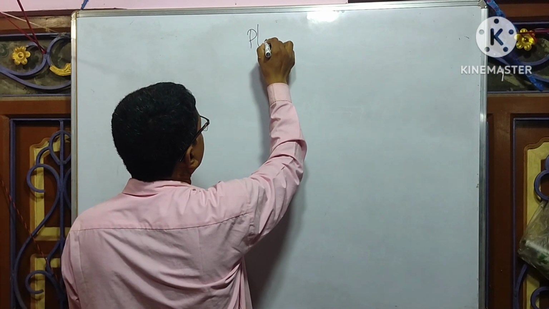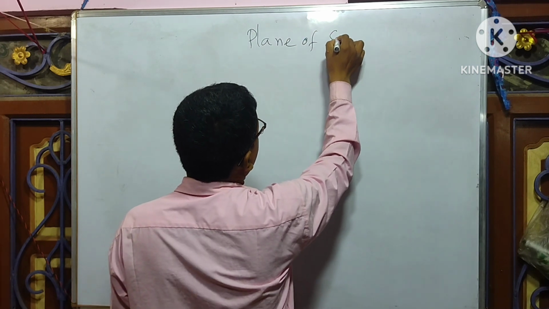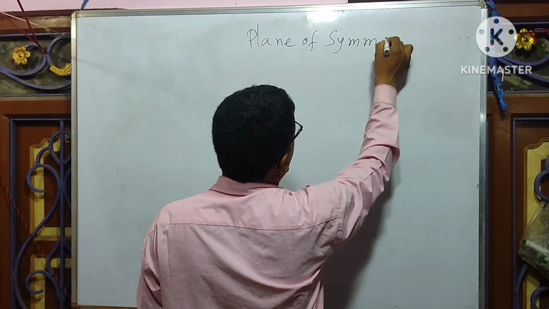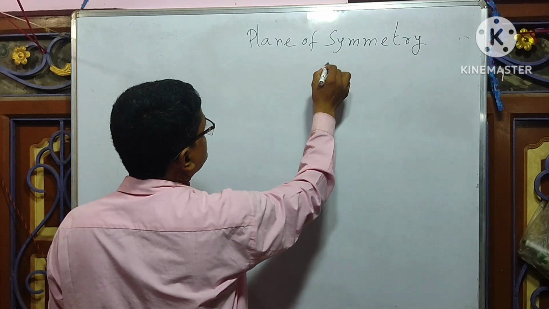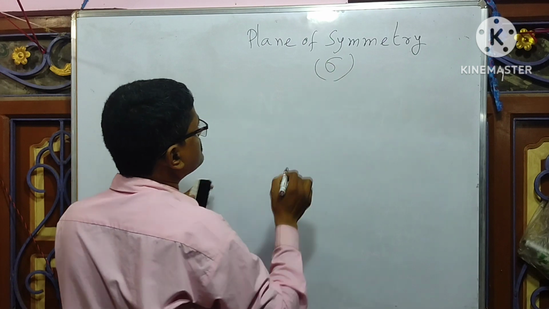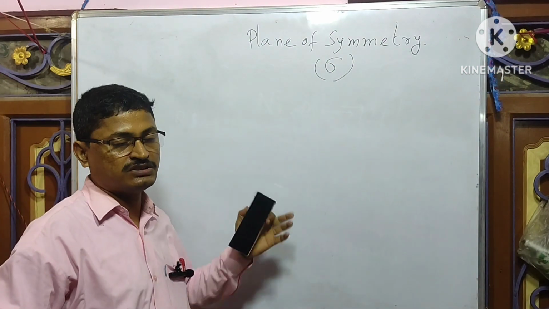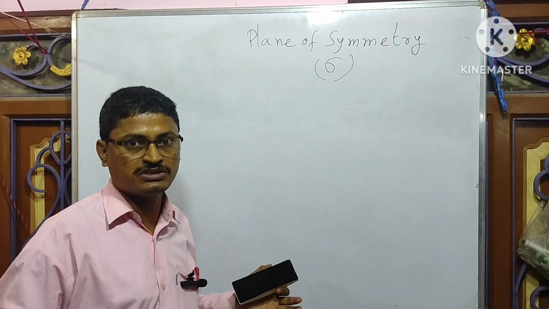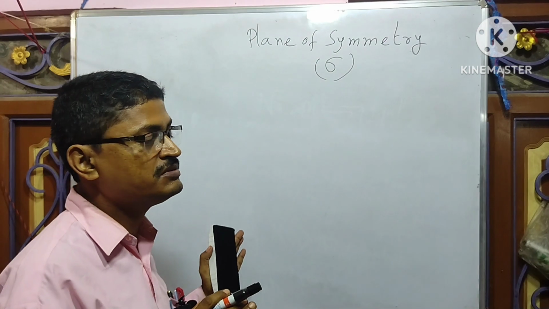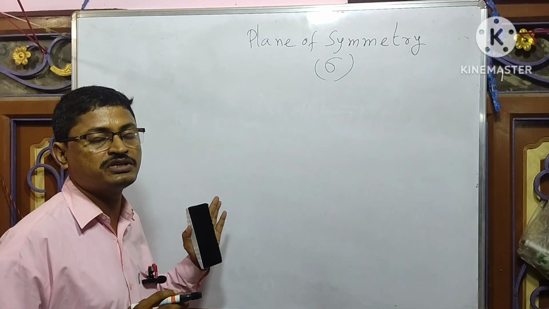Today's discussion is about plane of symmetry. Plane of symmetry is denoted by the symbol sigma. Before discussing this topic, we have to know what stereochemistry is. Stereochemistry is the part of chemistry which deals with the structure of molecules in 3 dimensions.